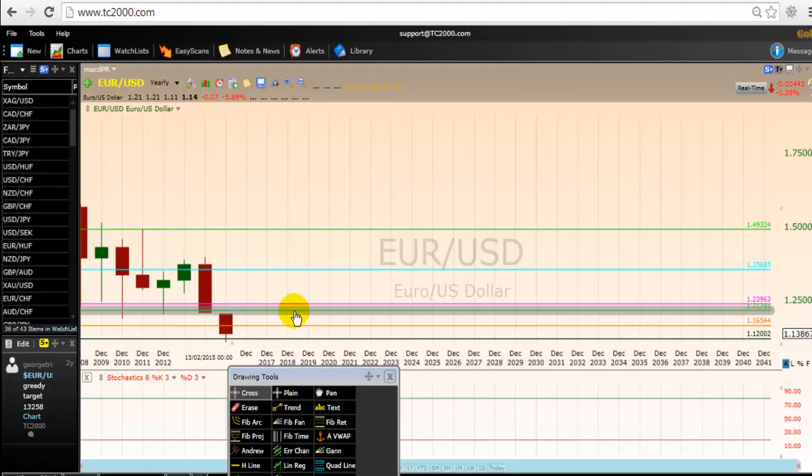So the general market sentiment towards the euro is bearish. If you are buying the euro, it's a contra trend against the market sentiment due to the quantitative easing, or what we call the QE. All right. So be careful if you are buying the euro.